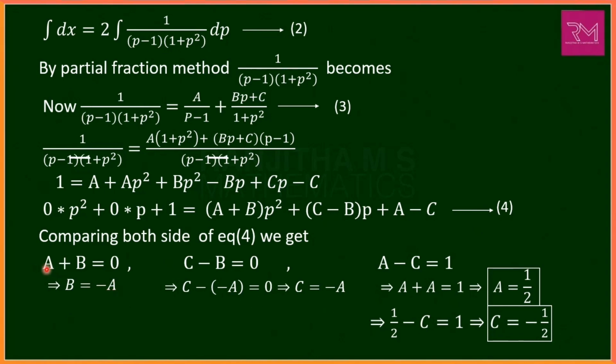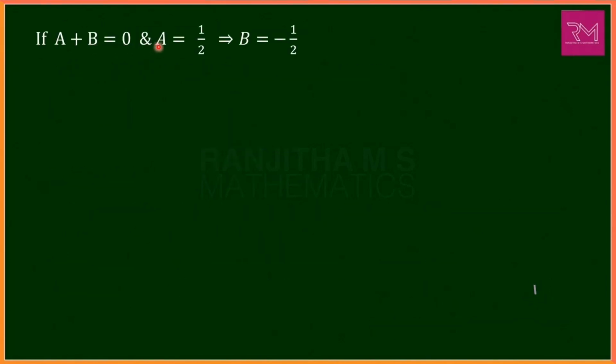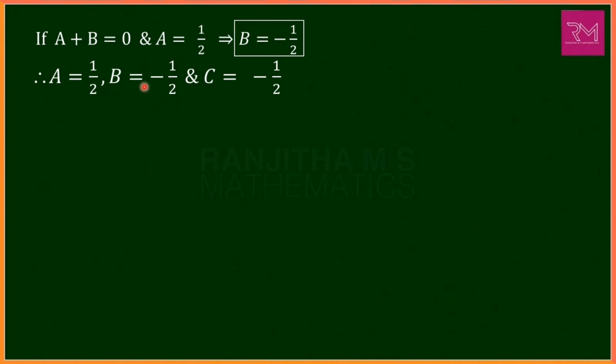For that, take this equation, that is a plus b is equal to 0. Substitute the value a equal to 1 by 2. We know that a value is 1 by 2, so substituting, we get the value of b as minus 1 by 2. Therefore, we get the value of a as 1 by 2, b as minus 1 by 2 and c value as minus 1 by 2.